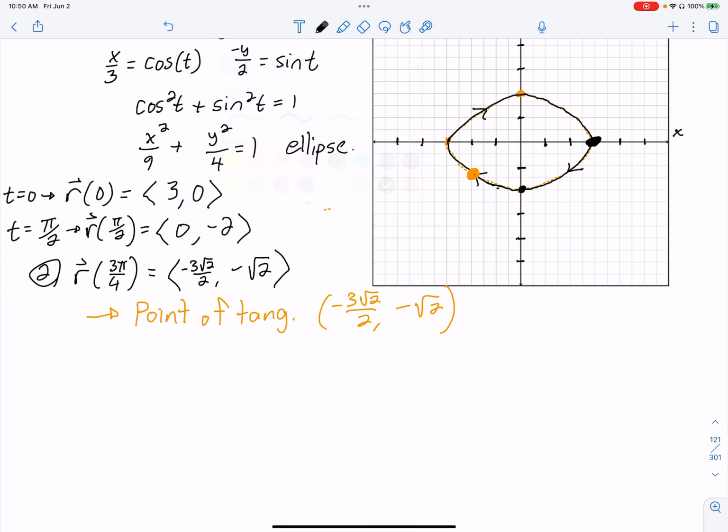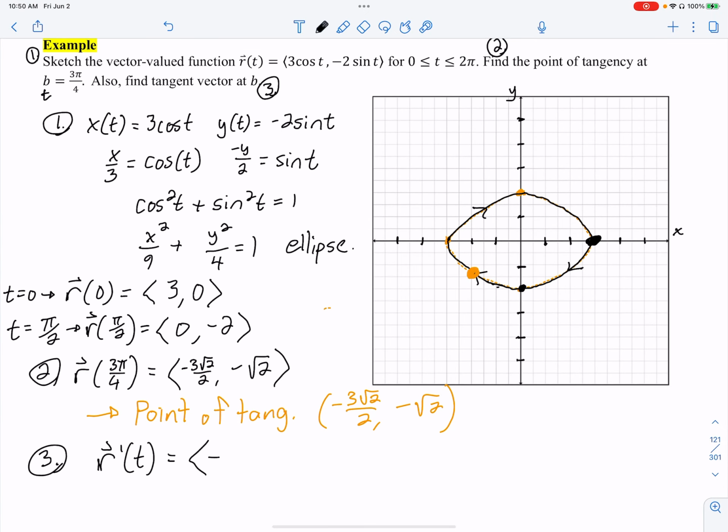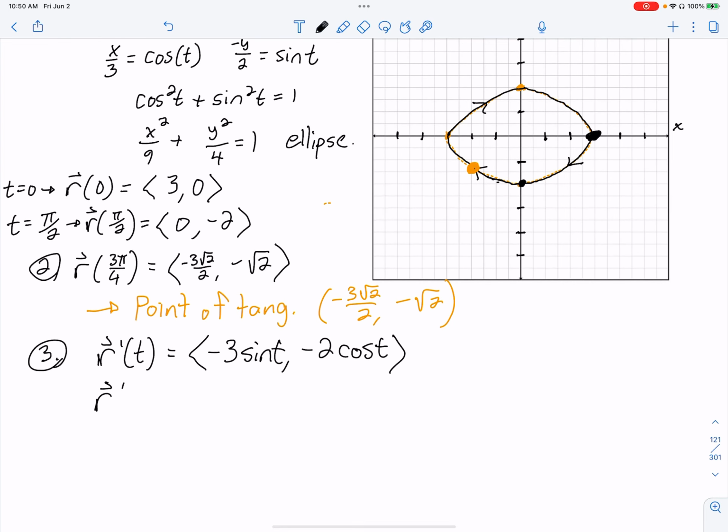The next thing they want was the tangent line at that point. So I need to find r prime. Looking at my function up here, 3 cosine, derivative of cosine is negative sine. Derivative of sine is cosine, so negative 2 cosine. And they want the tangent vector at that value. So r prime of 3 pi over 4. So we get sine of 3 pi over 4 is a positive, so negative 3 rad 2 over 2, comma, and then this is going to be a negative, and so we get rad 2. Cosine is rad 2 over 2, negative. The 2's cancel, negatives cancel, leaving me a positive.